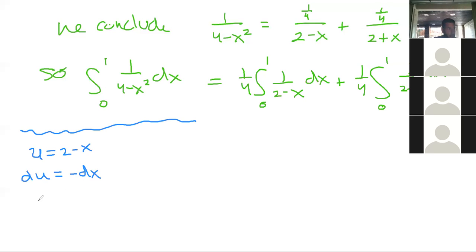And then my bounds are going to change. When x is equal to 0, that implies that u is equal to 2. And when x is 1, that implies u is equal to 1. So this first integral can be rewritten like this. It's going to become negative 1/4 the integral from 2 to 1 of 1/u du.